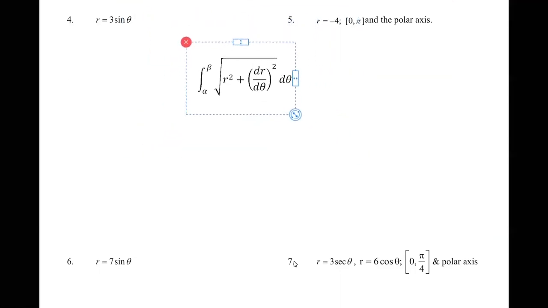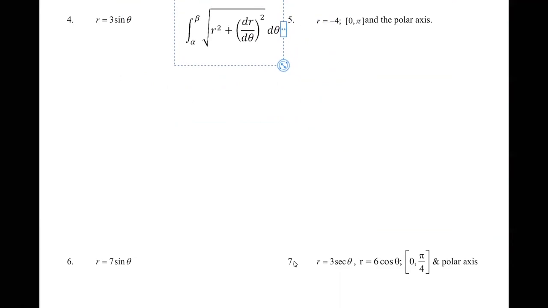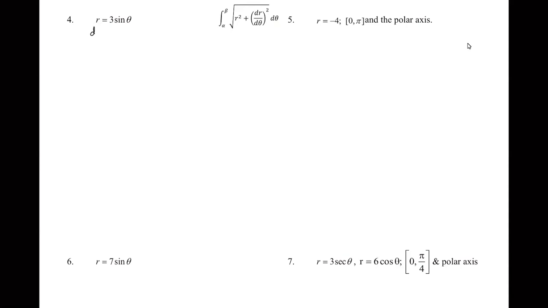All right. The good news is it's a plug-in ready formula, plug and play. I needed the r and d r d theta. That part is easy enough. So pop in the d r d theta by first finding d r d theta. In this case, 3 cosine theta.